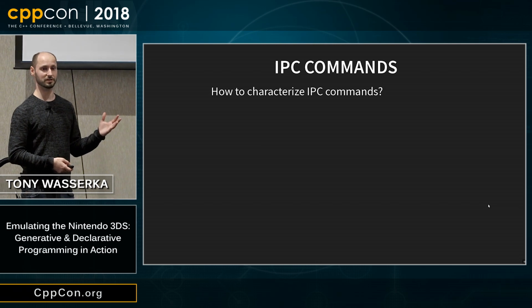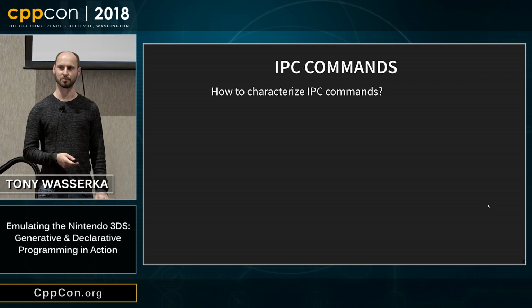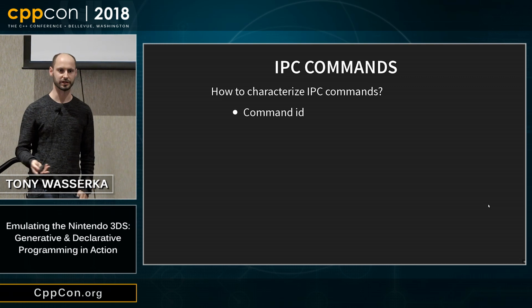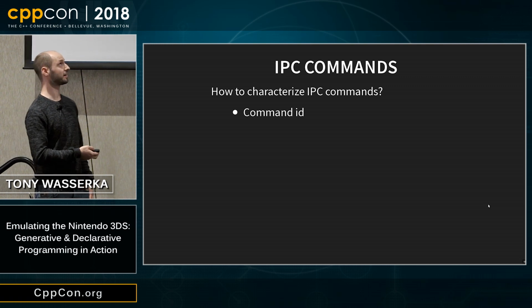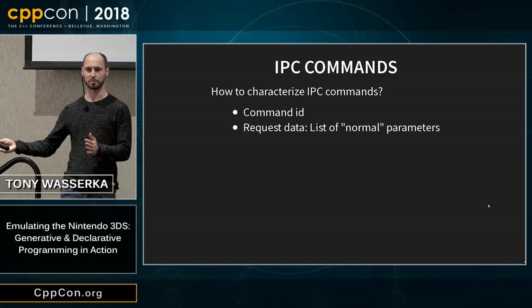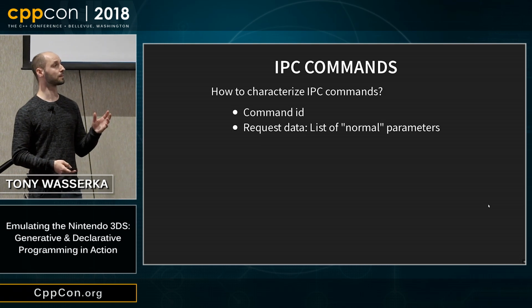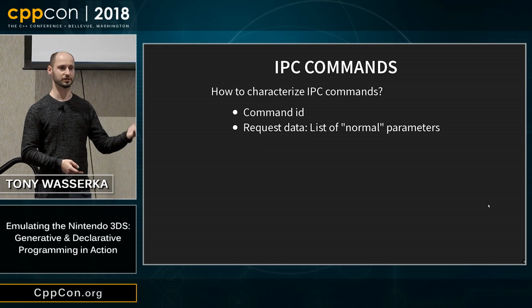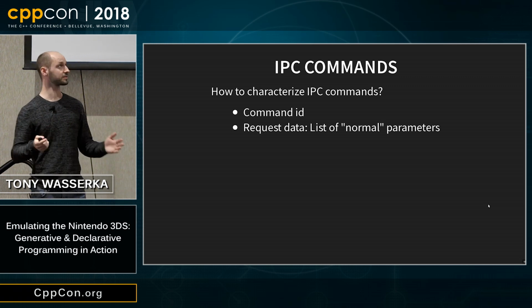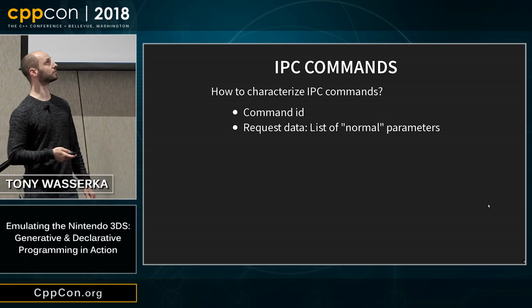To describe the IPC commands, let's think about what is the actual information required to describe a single command. Well, the first thing is the command ID, which identifies: are we reading a file, are we opening a file, are we getting its file size? Second one is the list of normal parameters that we are reading. So for each, is it just a plain uint32, or do we need to stitch together 2 values into a 64-bit value? These kinds of things. Do we maybe need to map the uint32 to an enum type?